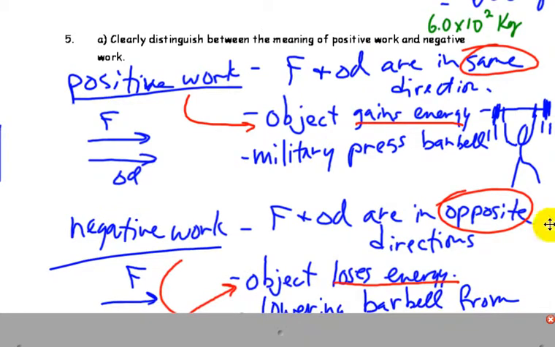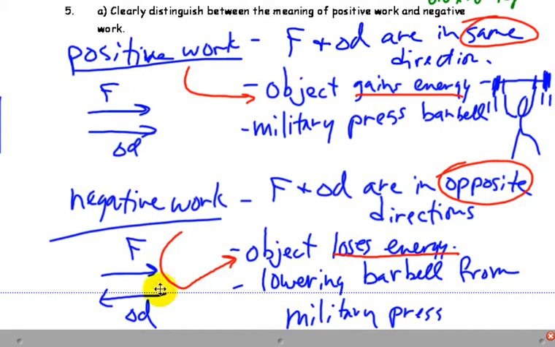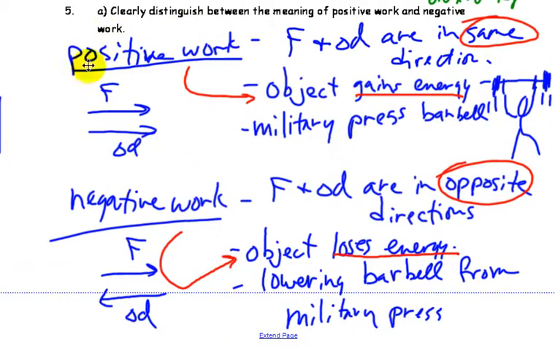Negative work is when F and D are in opposite directions. So something's moving this direction, but you're having a force in the opposite direction. So of course that object is going to lose energy. So lowering the barbell back down, your force is upwards, but the barbell is moving downwards. So that is negative work. So positive work, the object is gaining energy. Negative work, object is losing energy.